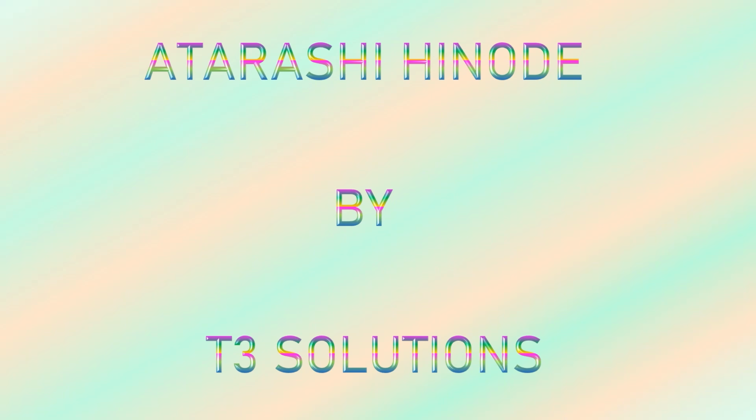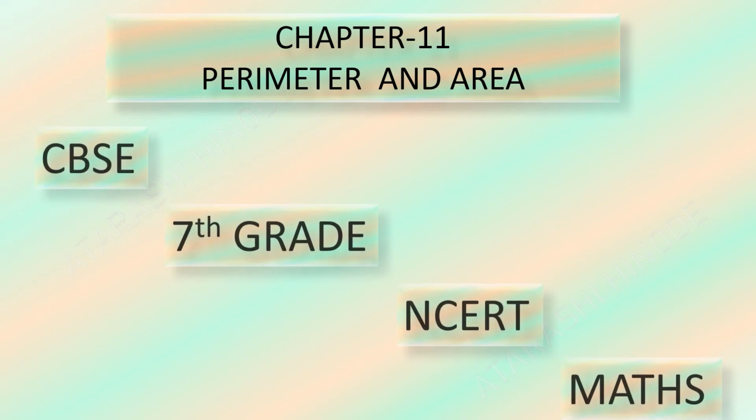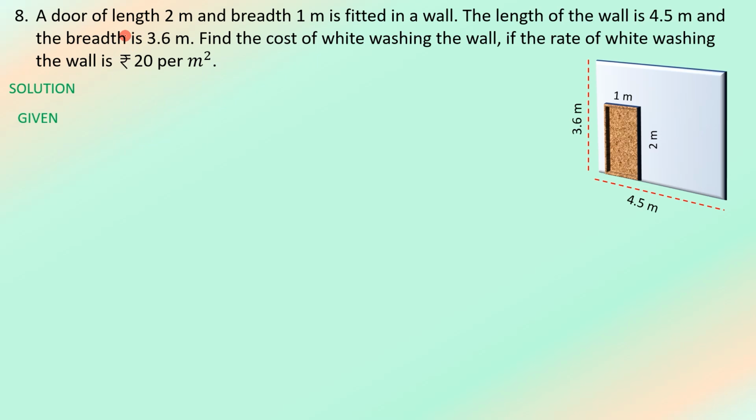Today we are going to do the 8th question of exercise 11.1, 7th grade CBSE NCERT Maths. The question is, a door of length 2 meter and breadth 1 meter is fitted in a wall. The length of the wall is 4.5 meter and the breadth is 3.6 meter. Find the cost of whitewashing the wall if the rate of whitewashing the wall is rupees 20 per meter square.